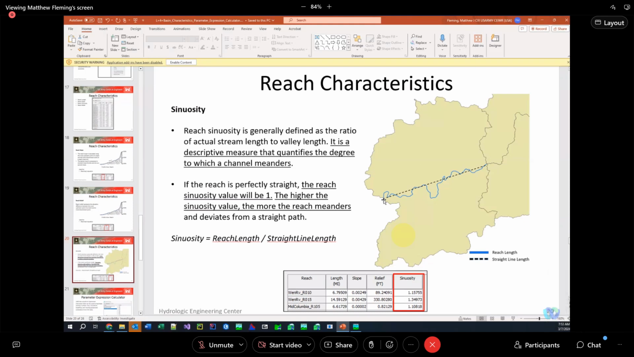Did that answer your question, Eric? So the more sinuous the stream, the longer it's going to take for water to travel through that stream segment. So I think of it as more of just general information. If you have a regression equation that you use to help estimate the lag time for the reach, then you could use the sinuosity measure to help you develop that regression equation.